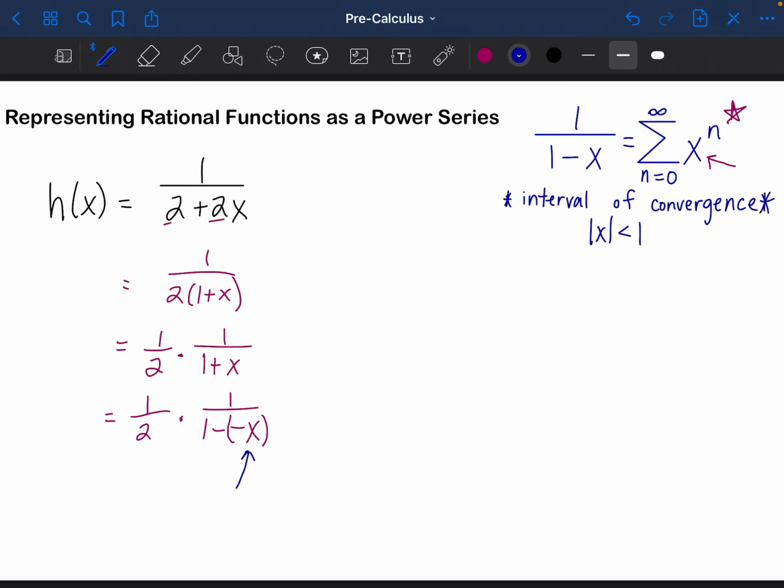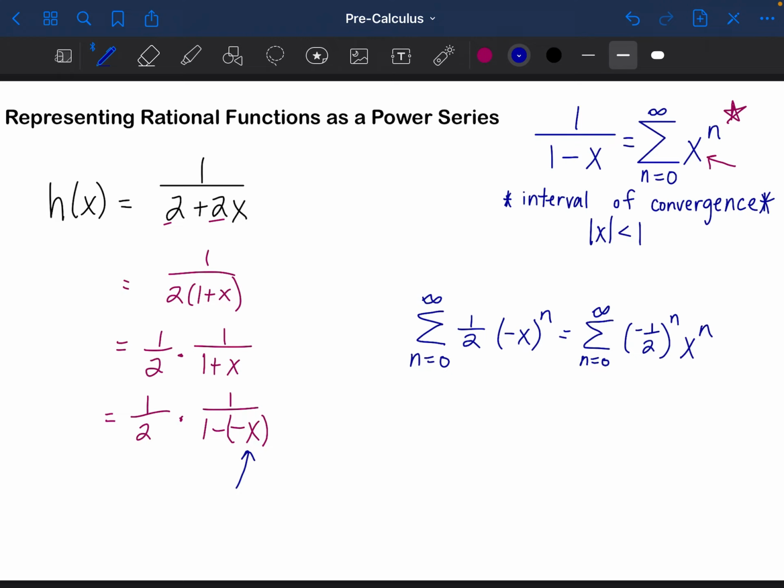So going and plugging this into our power series, we have the sum from n equals 0 to infinity, and we have to include our 1/2. And instead of x, we're going to put the opposite of x to the nth power. Another way that we can write this is if you wanted to take that negative out, the sum from n equals 0 to infinity of 1/2 times negative 1, that still has to be to the n power, times x to the n. That's another way that you can write that.